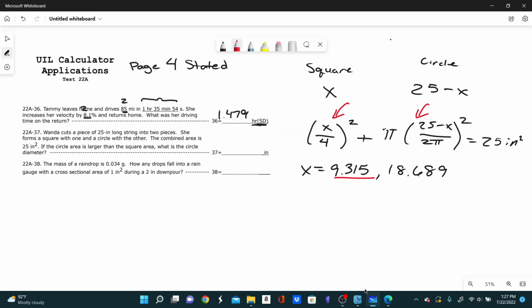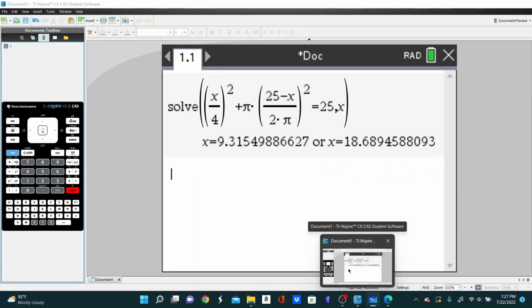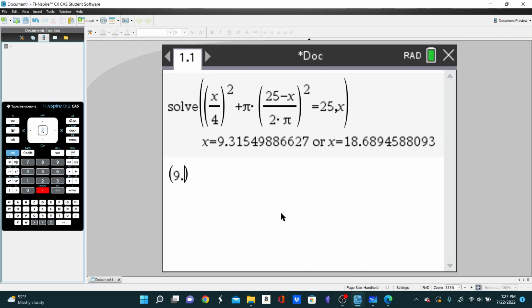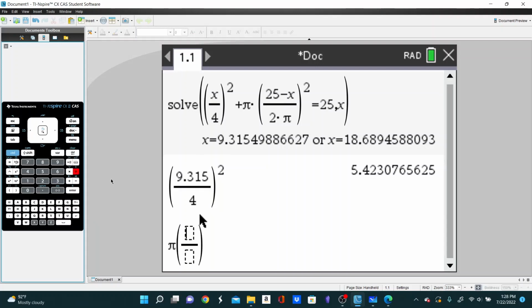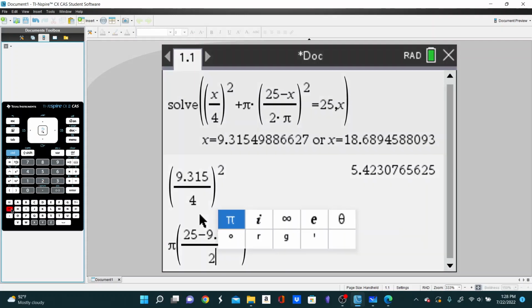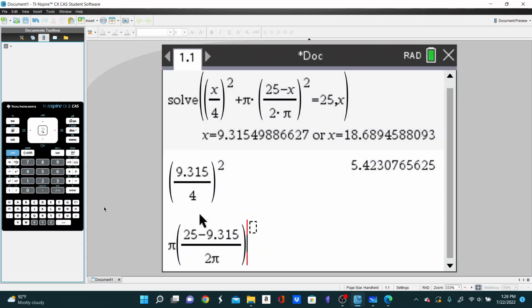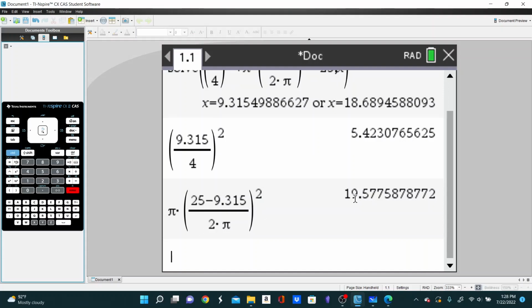So for the square, we'll have x over 4 squared. So that will be 9.315 over 4 squared. So that's the square area. And then the circle area is pi times 25 minus x over 2 pi, squared. So 25 minus 9.315 over 2 pi, squared. And so we get 19.57 for the circle area. So it looks like the circle area is larger than the square area.